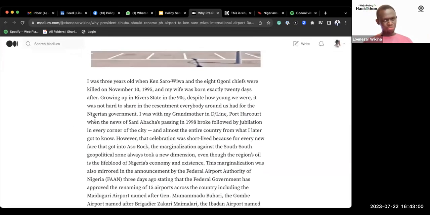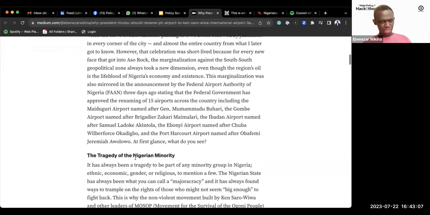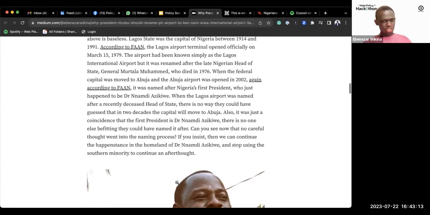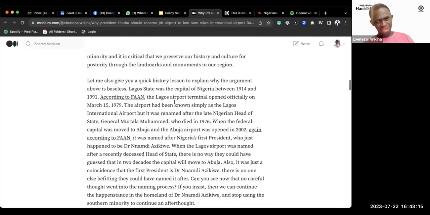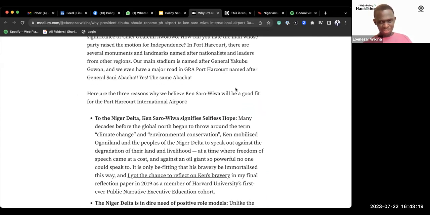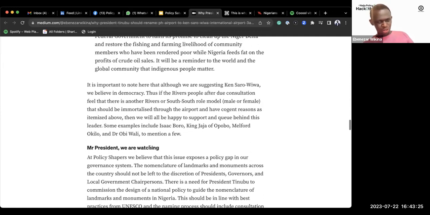Again, from the way you start, you explain why this whole thing is very key. In your first paragraph, you explain that. I used subheadings for this piece as well. Talk about the Nigerian minority. I go on to explain history and why certain airports are named after certain people. And then I say, here are the 3 reasons why I believe this person would be a good fit for the airport. I then give the 3 reasons in bullet points. Then close it with, Mr. President, we are watching. Remember, I'm using the active voice.